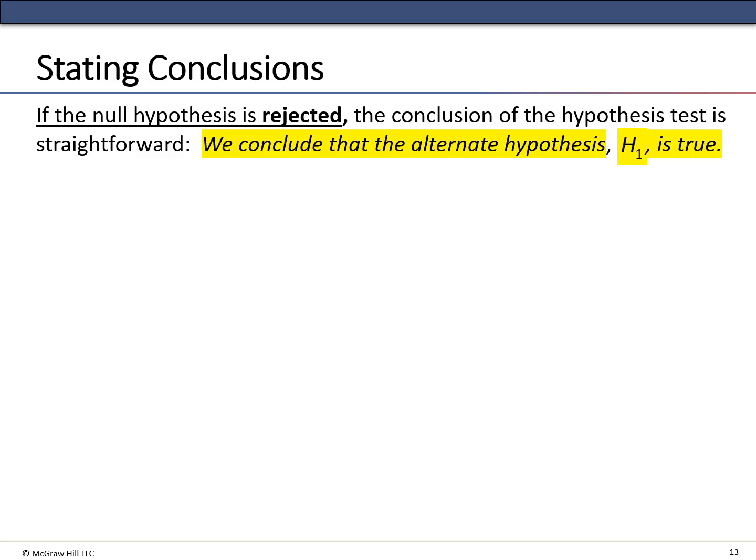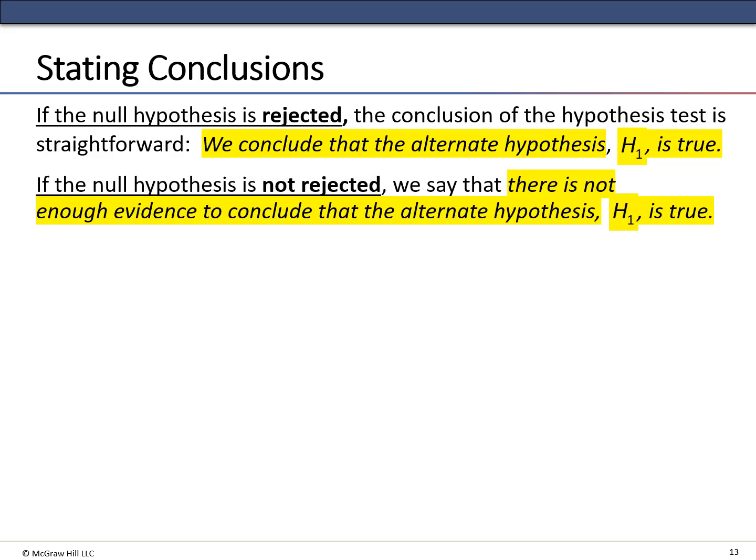If the null hypothesis is rejected, the conclusion of the hypothesis test is straightforward. We conclude that the alternative hypothesis is true. So if we reject the null, what we're going to conclude is that the alternative hypothesis is true. If the null hypothesis is not rejected, there's not enough evidence to conclude that the alternative is true. And so while we don't say that we reject the alternative, we just say that there's not enough evidence to conclude that the alternative is true.